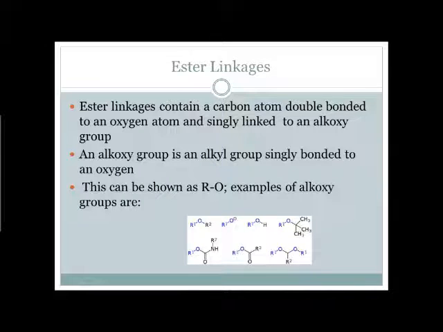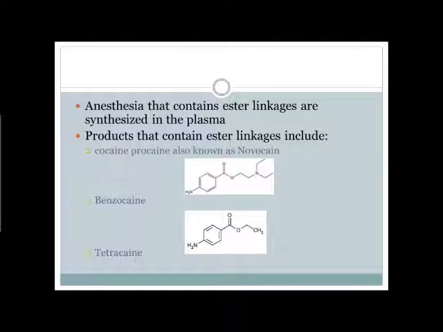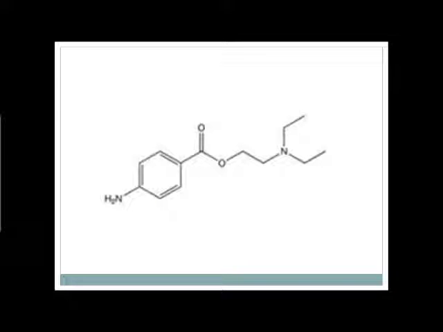This can be shown in written form as R-O. There are many different types of alkoxy groups. This picture shows many different types. Anesthesia that contains ester linkages is synthesized in the plasma of your blood. Different products that contain ester linkages include cocaine, procaine, also known as novocaine, benzocaine, and tetracaine. This picture shows the chemical structure of novocaine.